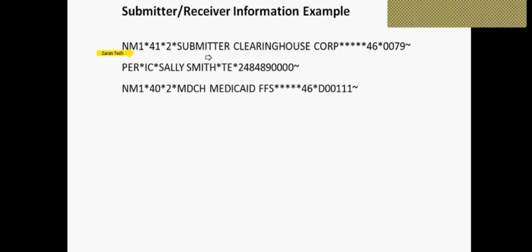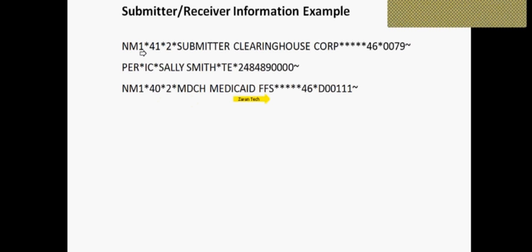So name, who has submitted this. So this data is coming from a clearinghouse, for example. Okay, and then the contact name. Now who is sending? Sally Smith. Okay, and who is receiving? So this is NBCH Medicaid fee for service. They are the receiving one. So this is in general how the transaction looks.